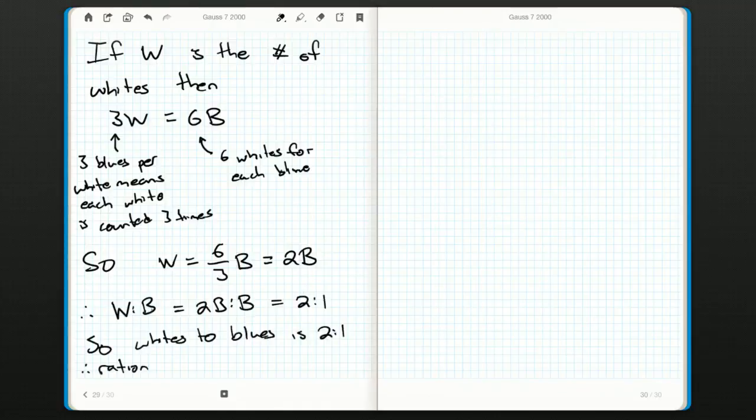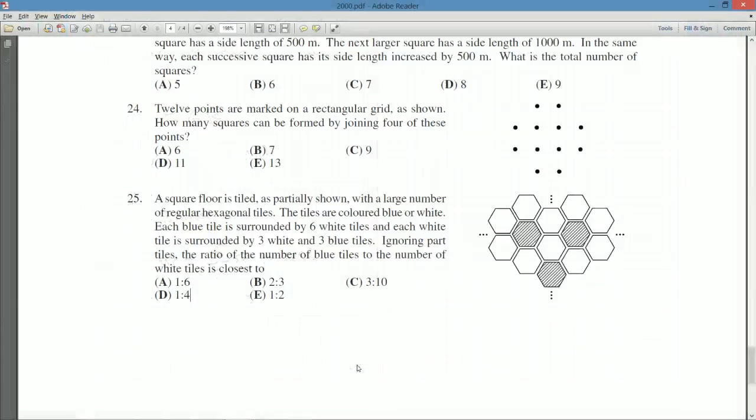And I just wrote this down in the wrong order. It should be blues to whites. So the ratio of blues to whites is 1 to 2. And that is one of the potential answers. In fact, it is the most extreme answer. It is E. Okay? So with our naive counting method, we would have come up with an answer of A.